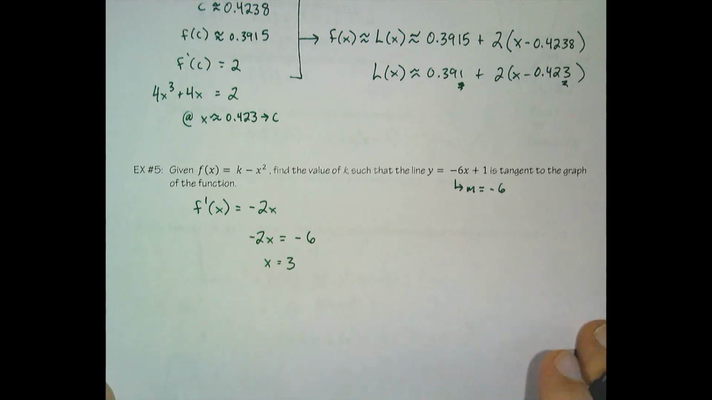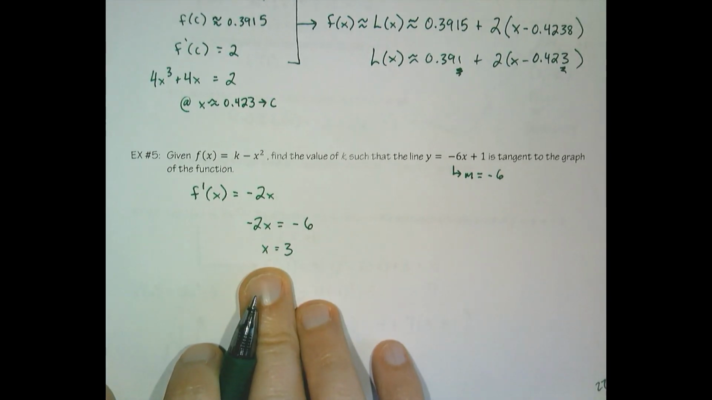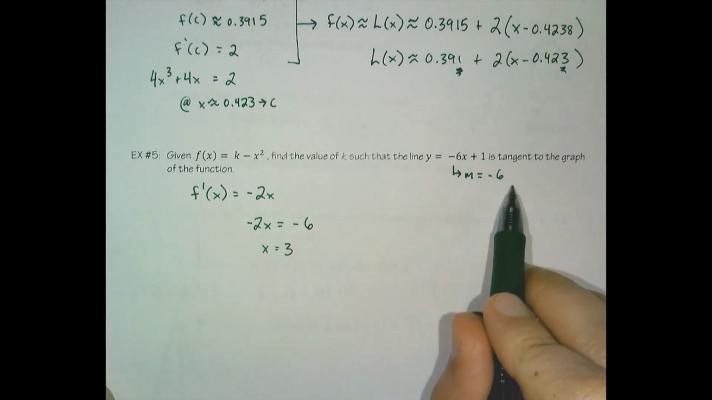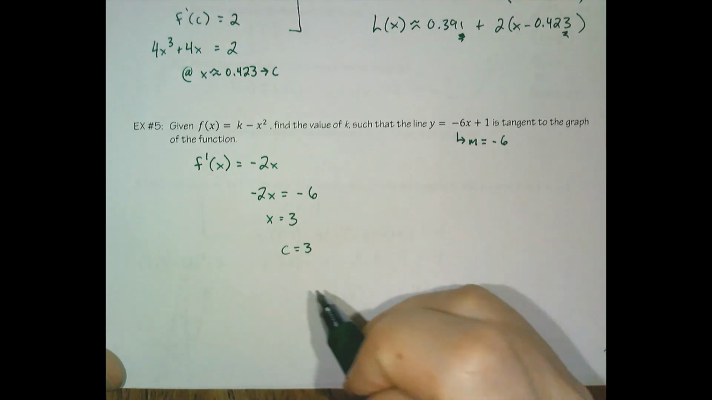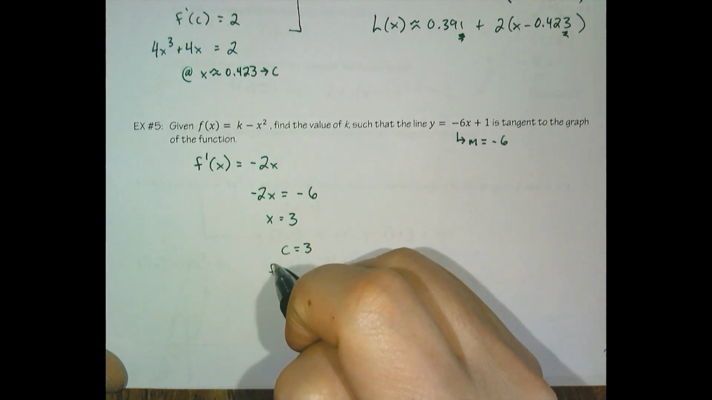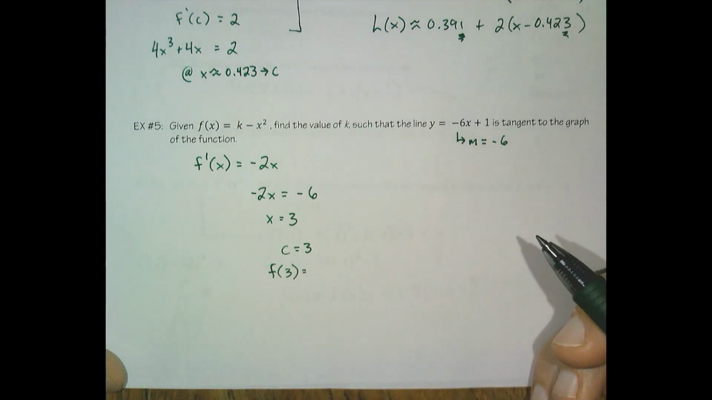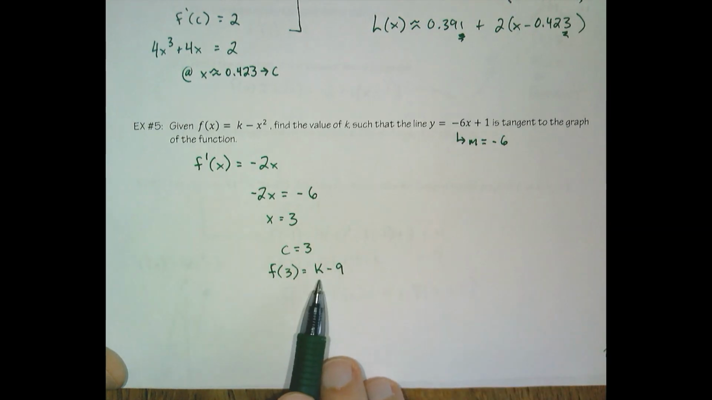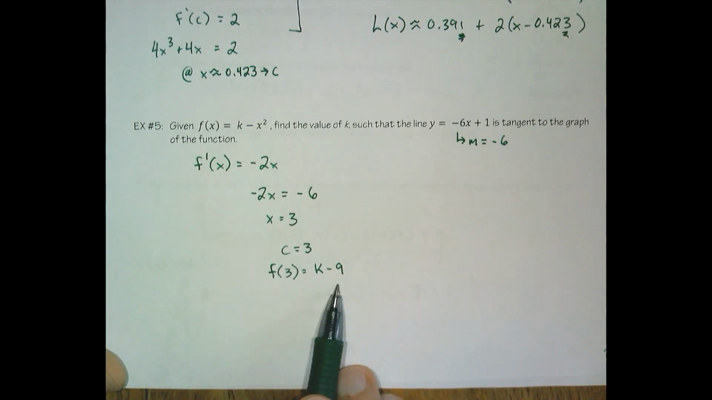So I now know the center of the tangent line. 3 is the value that sets the derivative equal to my desired slope. So c equals 3, and f of c is equal to, well, in this case, k minus 9. We're going to need to find the value of k. We don't know what it is. k minus 3 squared, k minus 9.